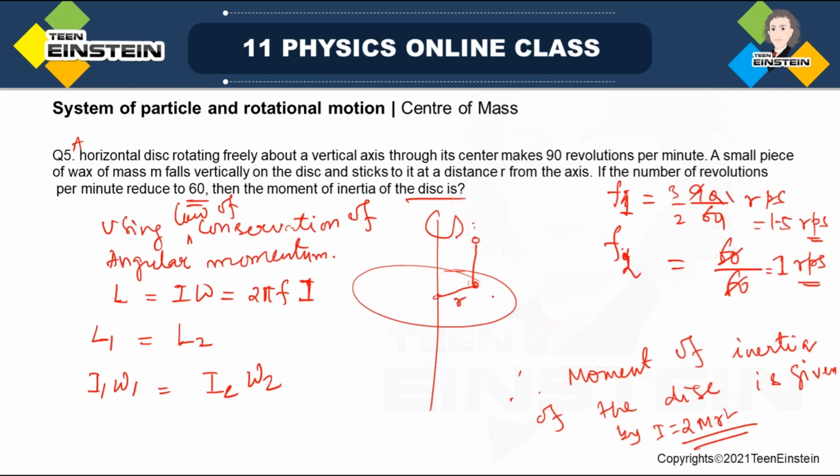Sometimes the problem will be given like there is a rotating disk and an ant or an insect is on the periphery, and it starts walking towards the center. Then when it reaches a certain distance, what will be the angular velocity? If the moment of inertia is given, then you will be able to find it out. Or what will be the angular acceleration, angular velocity, or the moment of inertia of the disk itself? This kind of question will come from this particular problem. So you have to use the law of conservation of angular momentum.